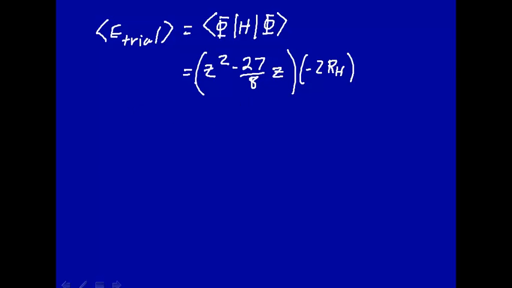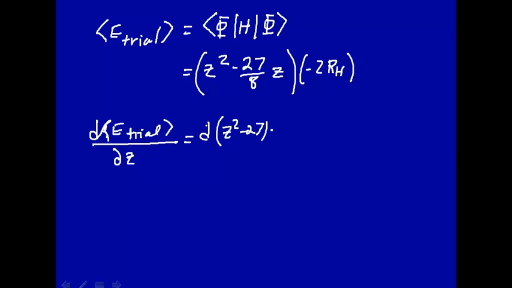All right, so what we want to do now is to find the value of z which minimizes the energy, and using that value of z, that will give us the best wave function and the best energy. How do we minimize a function? Well, we take the derivative with respect to what we want to minimize with. So this would be the derivative of the trial energy with respect to z. Z, remember, was our adjustable parameter. This will be the derivative of z squared minus 27/8 z times minus 2 R_H with respect to z. And these are total derivatives. It's only a function of one variable here, so we don't have to use partial derivatives.